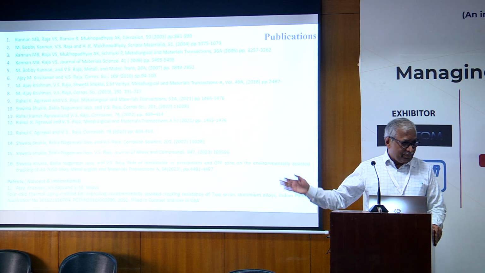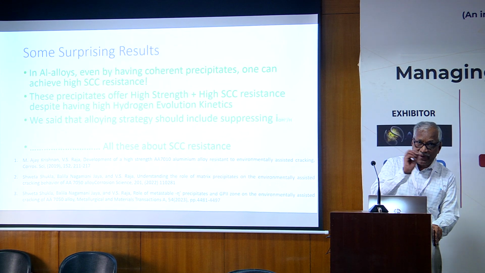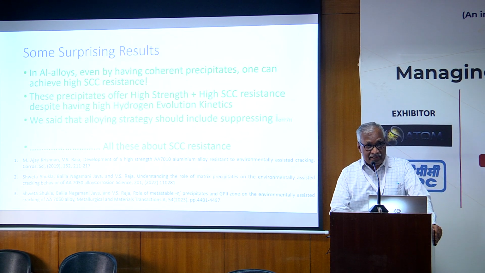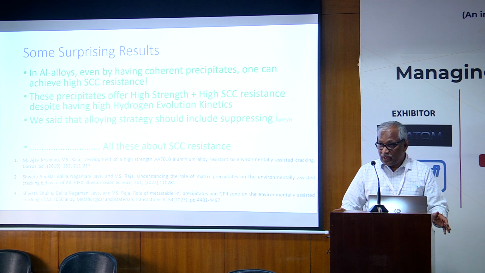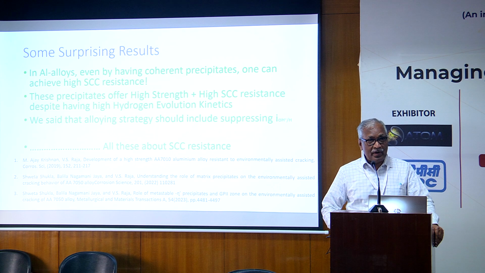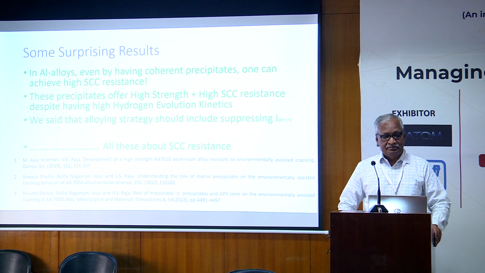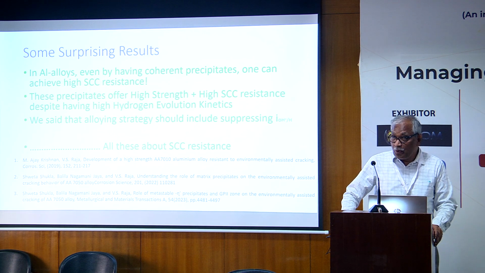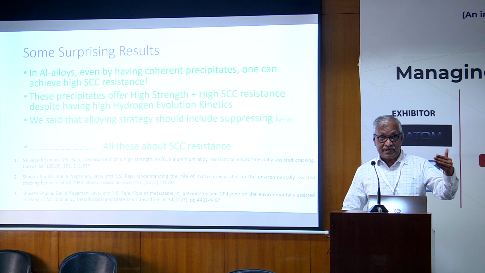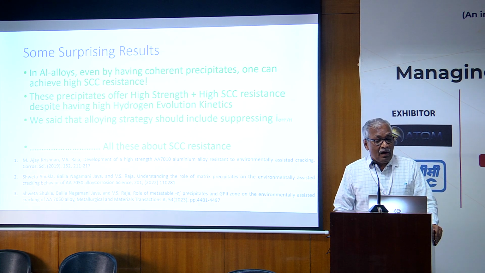We had a lot of publications over the years, and that is not very important. But I'm going to give you a summary of the results, which surprised us. The persons who work on metallurgy know that coherent precipitates mean more stress corrosion cracking. People developed the alloys on that basis. We did not find that happening. You can have coherent precipitates, very high strength, and also very high resistance. How was that possible?